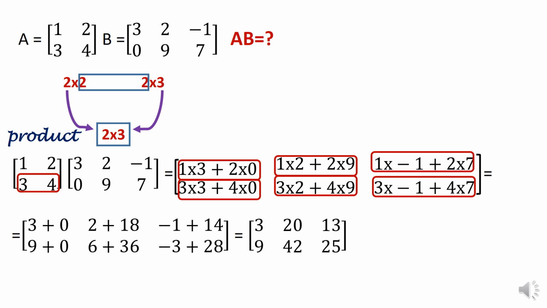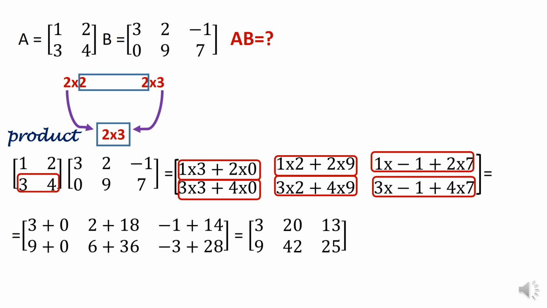By doing so, we get the answer this way. That is, in the first place we have 3 plus 0. In the second place 2 plus 18. In the third place minus 1 plus 14. Then in the second row of the answer matrix, we have 9 plus 0, 6 plus 36 and minus 3 plus 28. Thus the answer comes out to be this matrix. As you can see, the answer matrix has the order 2 by 3 as we had predicted earlier.